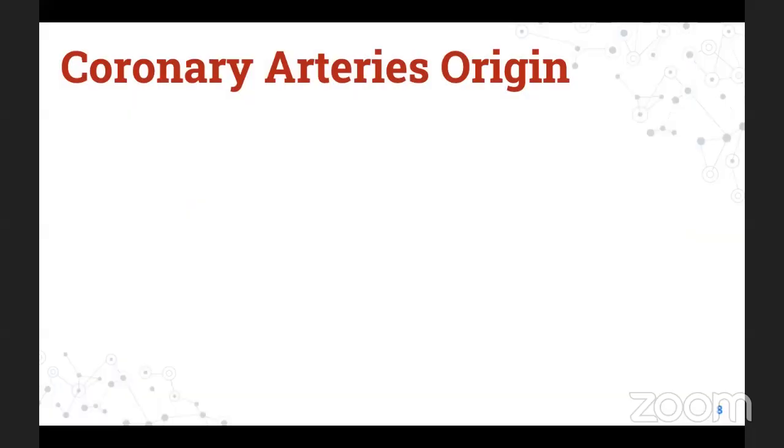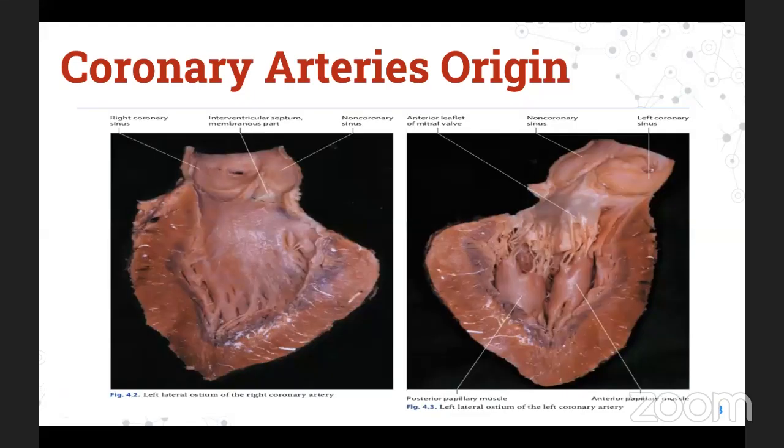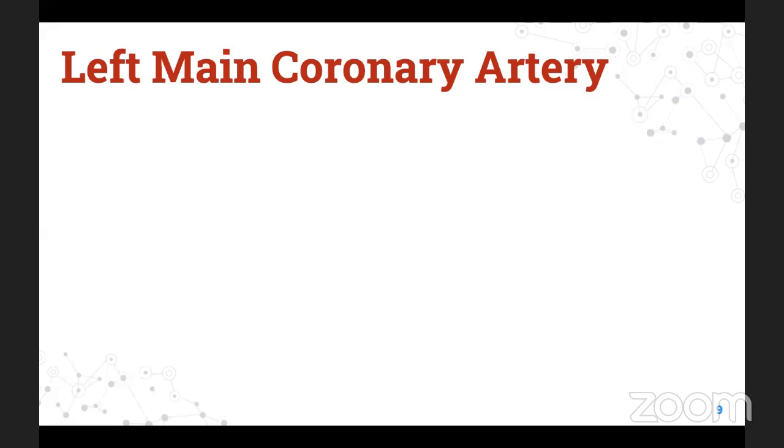This picture shows the lateral view of the aorta and the origin of the coronaries. In the left side picture, this is the right coronary sinus and the origin of the right coronary artery, and on the right side picture, the left coronary sinus and the origin of the left coronary artery. This is the origin of the coronaries. It gives two main branches, which are the left main coronary artery and the right coronary artery.